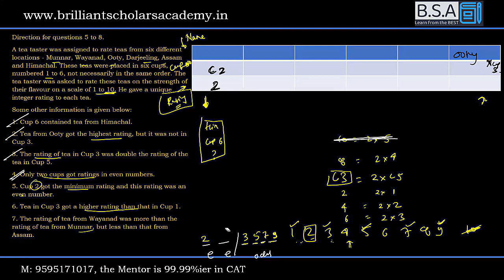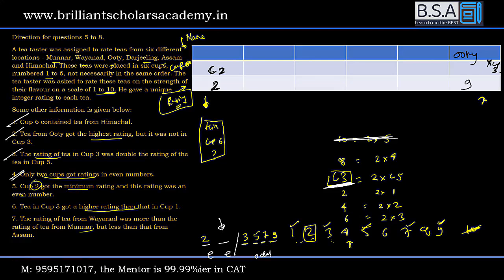But the same point applies: C3 is going to have an even number. If this has an even number, it will be this number here. And it cannot be 10. So now I can reach the conclusion that 9 is the highest rating.